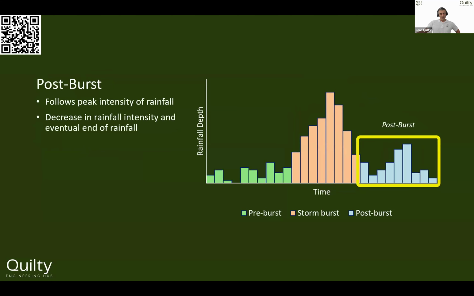And then finally, we've got the post-burst, kind of similar to the pre-burst. The peak intensity is gone, and then you've just got this diminishing rainfall that's still dropping from the sky, but not at a high intensity. So that's your complete storm. That's how we break it up: pre-burst, storm burst, and post-burst.